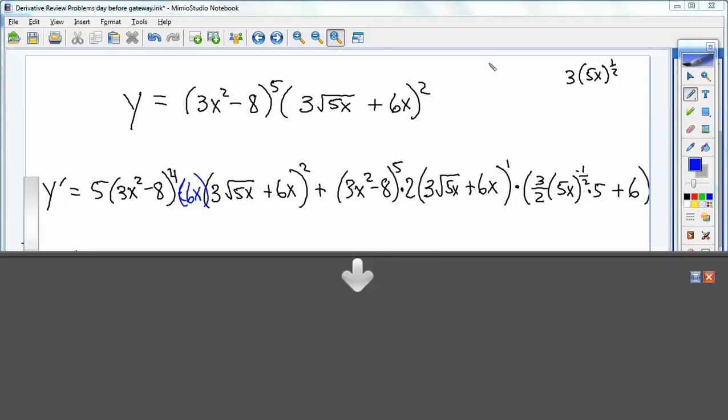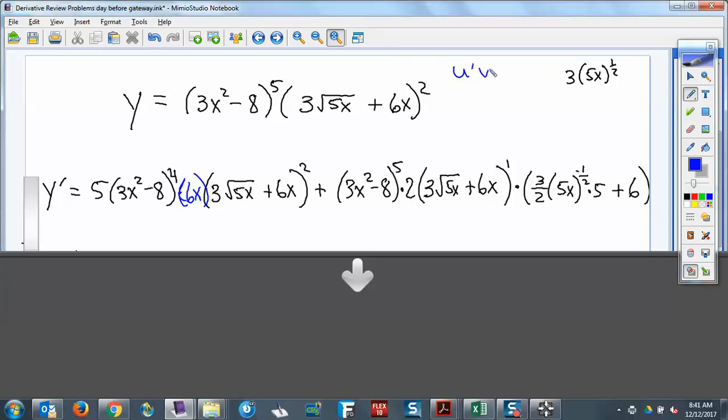So we start, first of all, we're doing u prime v plus u v prime, right? We got a product. So we're doing u prime, the derivative of that. Well, when we do the derivative of that, bring the 5 down, leave that alone, drop to a 4, do the derivative of the inside. So this is the u prime right here. This is the v left alone. Then this is the u left alone, and then all the rest of this is the v prime, right?